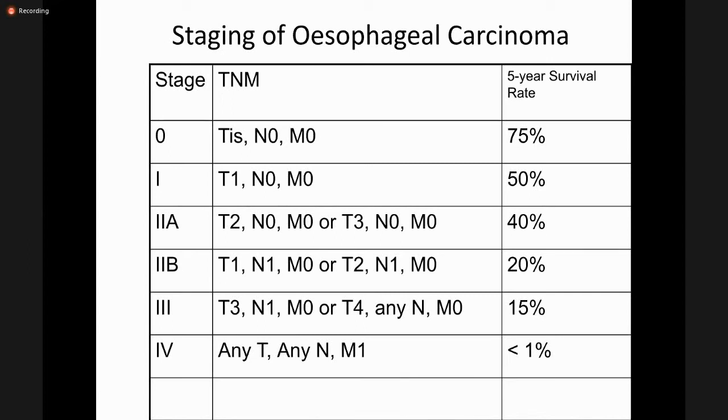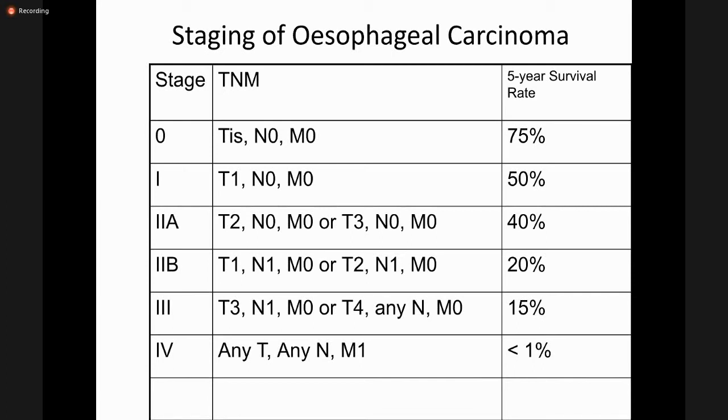So stage 0 is when the T is in situ. Only the tumor cells are present in the mucous membrane of origin, and no nodes are involved and no distant metastasis. Then the 5-year survival rate will be 75%, if the stage is 0.